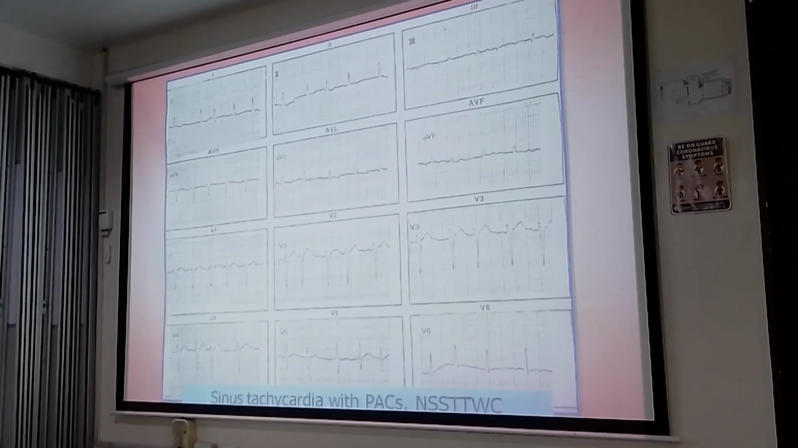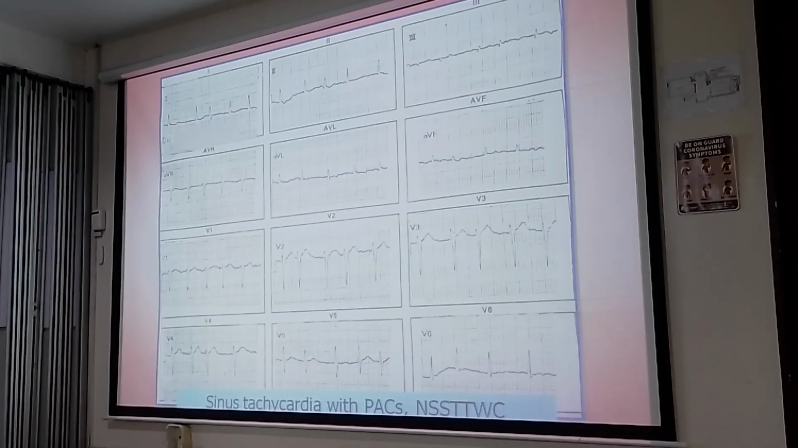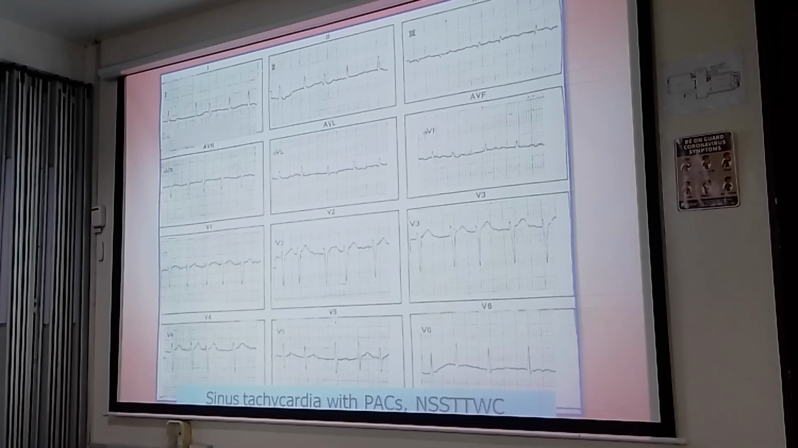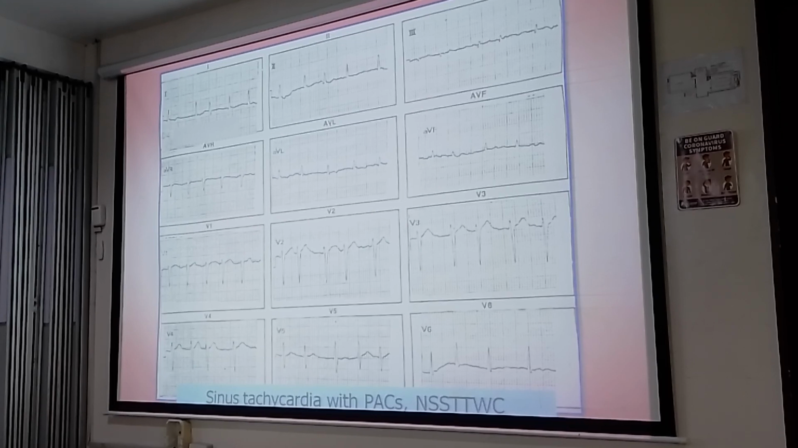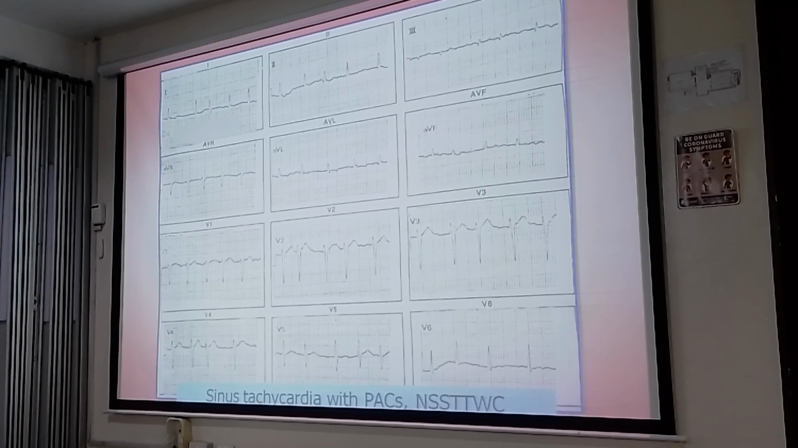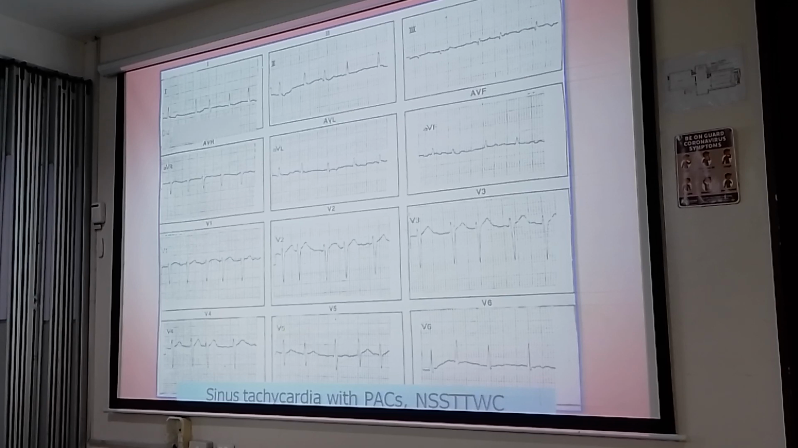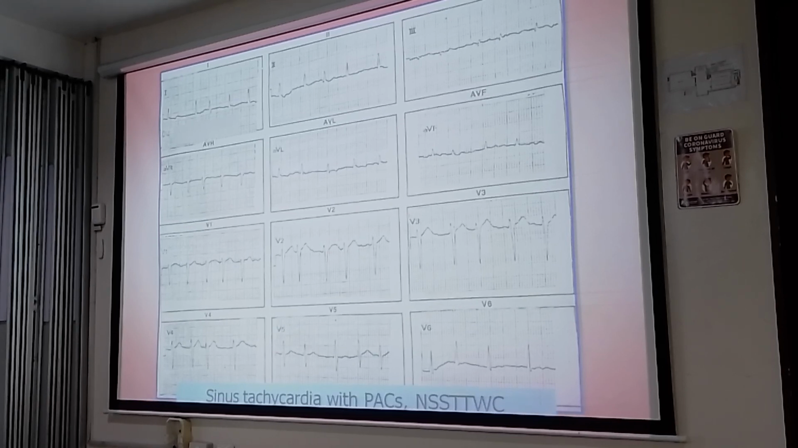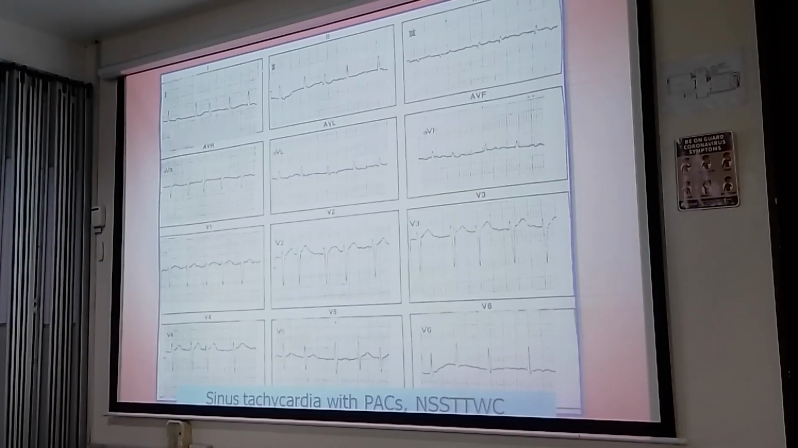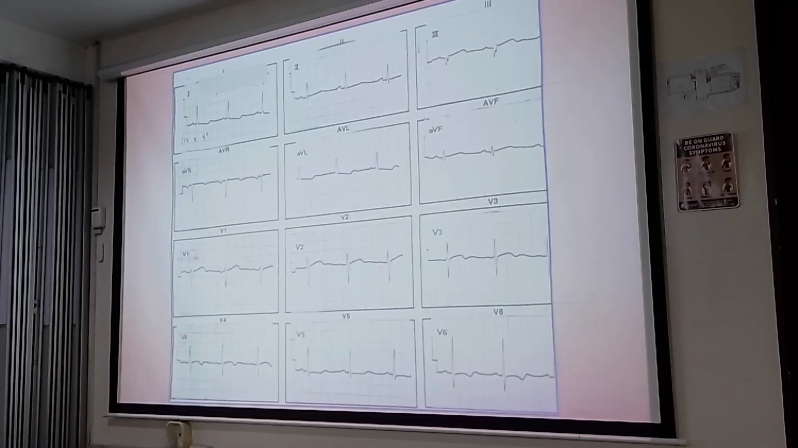PAC, where's the PAC? Premature atrial contraction. Look at lead one. The PAC is this one. This one. Premature. Is followed by compensatory pause. This one.